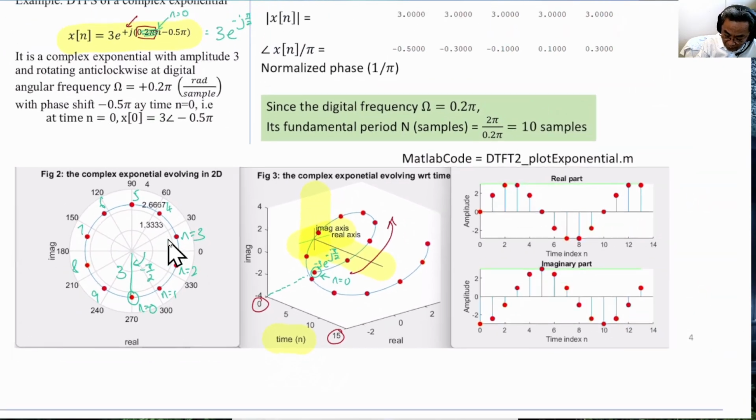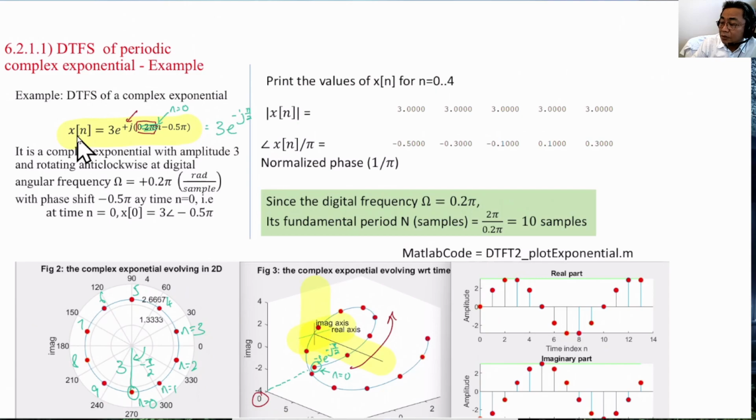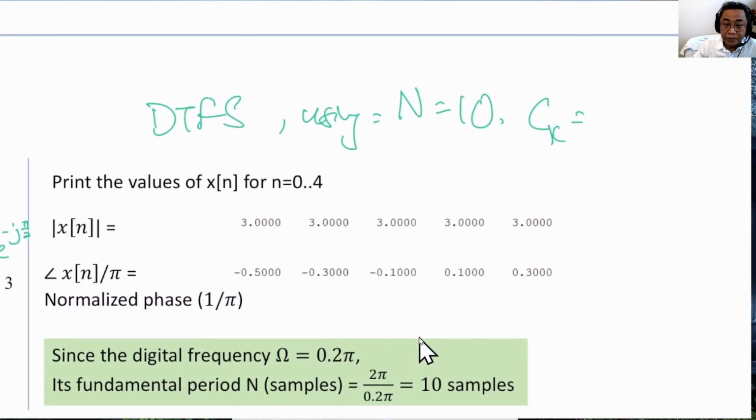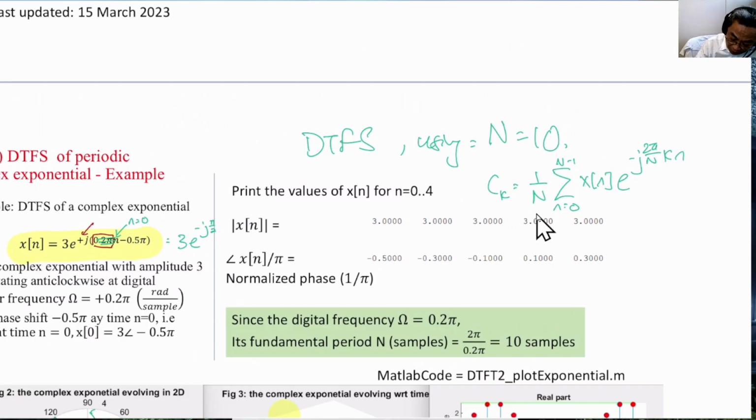Alright, so anyway, we're back to this question. We're given this complex exponential. The most direct thing for DTFS you can do for yourself is to generate x[n], the complex exponential sequence, for one period. So in this case, you can generate 10 samples and then apply the DTFS equation using N equals 10, and then generate CK, and CK, remember, is calculated using this equation here.